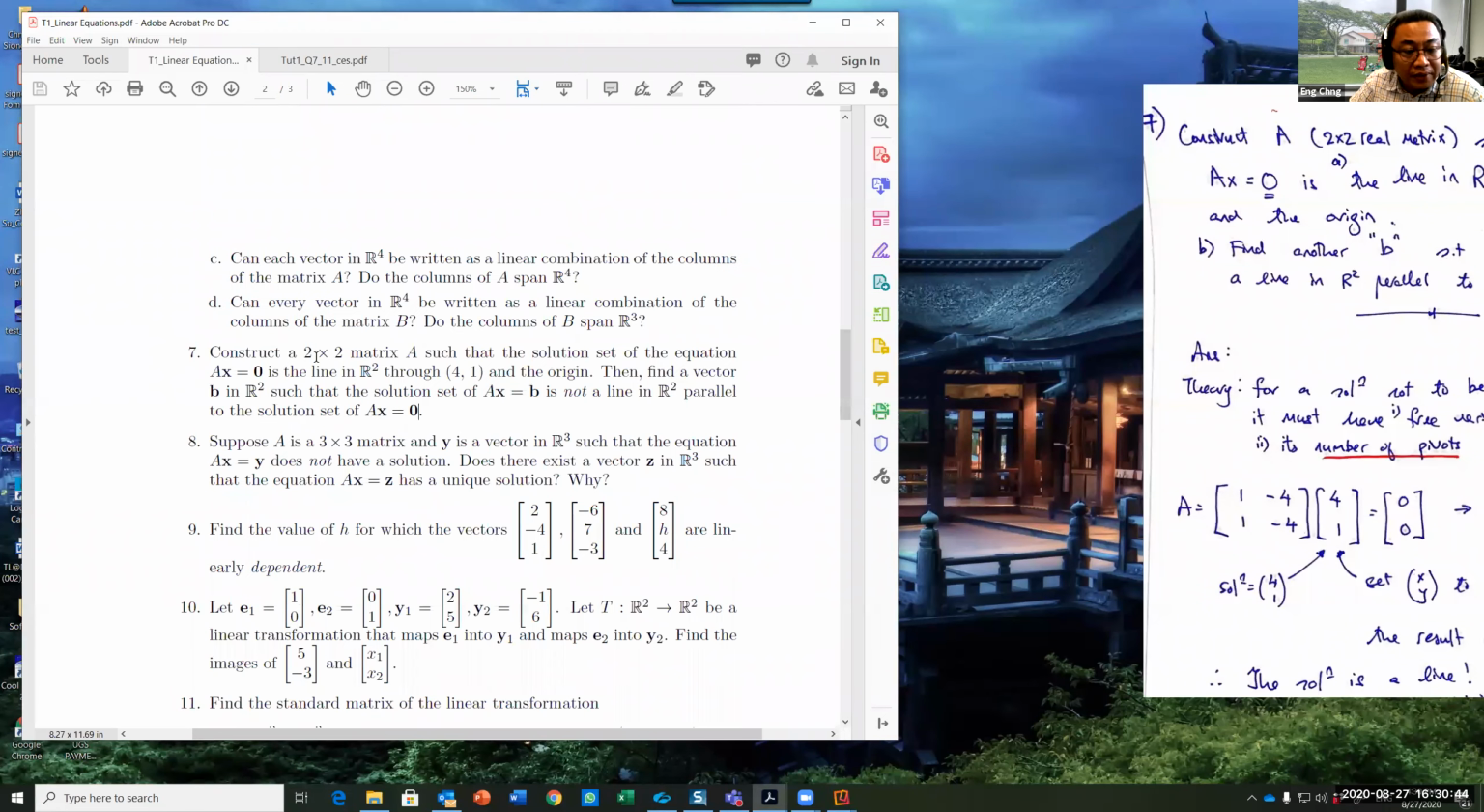In this question, basically he asks us to construct a matrix A that is a 2 by 2 matrix. And he says that the solution of AX equals 0 is not unique. It is a line through 2 points, the origin as well as 4 by 1. Okay, so let's construct A first.